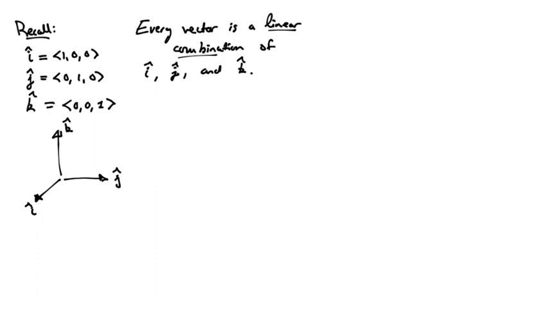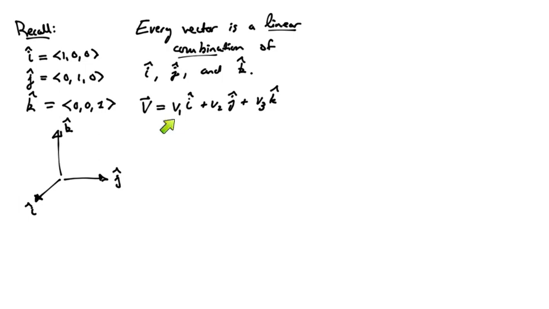I'll explain what that means. Every vector is a linear combination of these three vectors i, j, and k. If you give me any vector v, its components are v1, v2, and v3, and I can use that to write the vector in terms of i, j, and k. This expression is called a linear combination because I'm scaling these basic vectors i, j, and k, and then adding them together. That's scalar multiplication combined with vector addition.